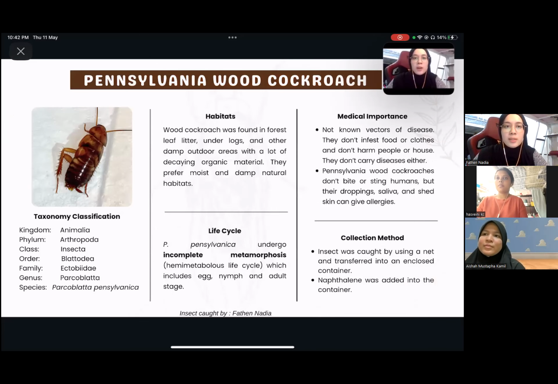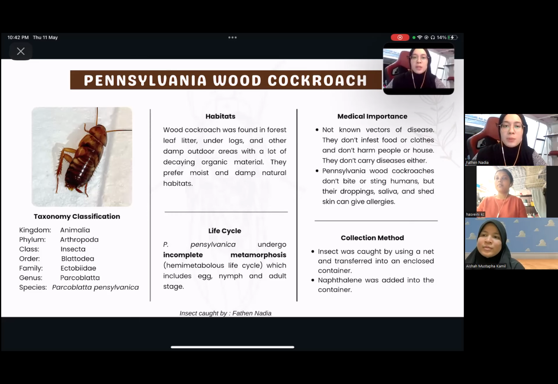For the next one, the Pennsylvania wood cockroach, it doesn't make any difference from the American cockroach except for the species. This one is Parcoblata pennsylvanica. The life cycle is the same as the American cockroach, but for the habitat, the wood cockroach is found in forest leaf litter, under logs, and other damp outdoor areas with a lot of decaying organic materials.